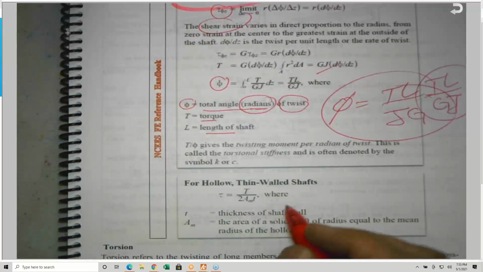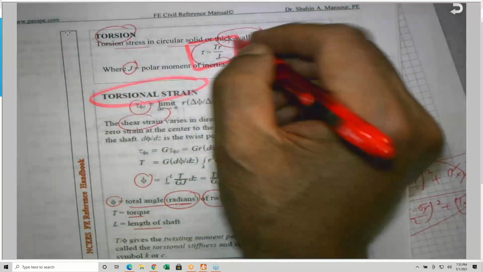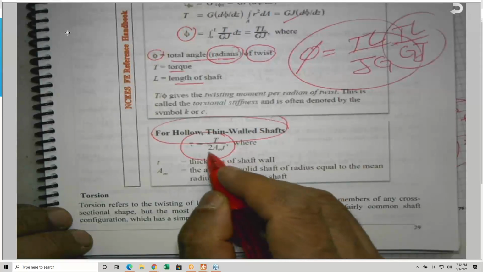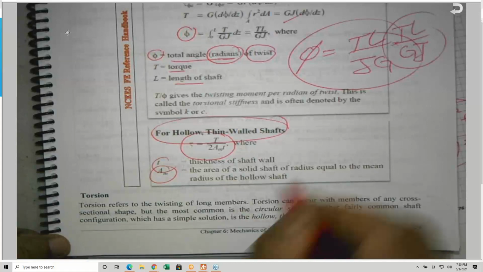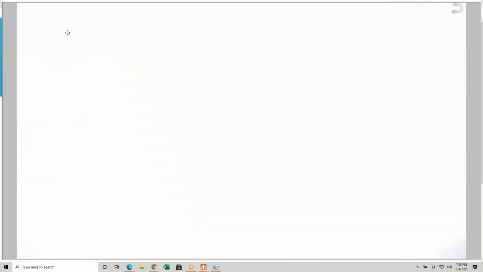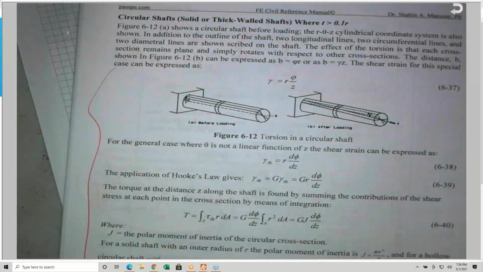And for the thin-walled shafts, because this is for thick, like the pressure vessels where we have thin and thick, here we have thin. They came up with this equation: tau is equal to T divided by 2 A sub M times t, and the parameters are given here. So those are the equations for torsion that you need to be aware of. I do have a little bit of discussion here. Again, just to elaborate more, you are very welcome to read this.